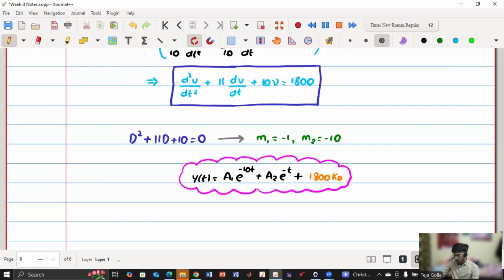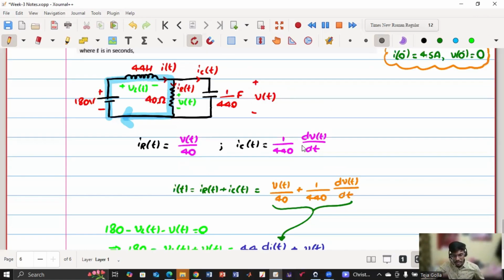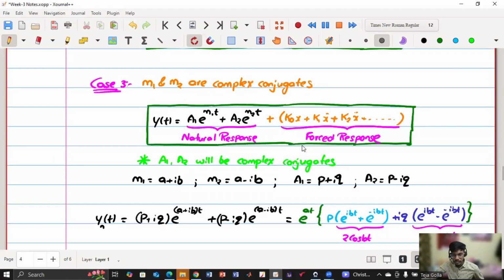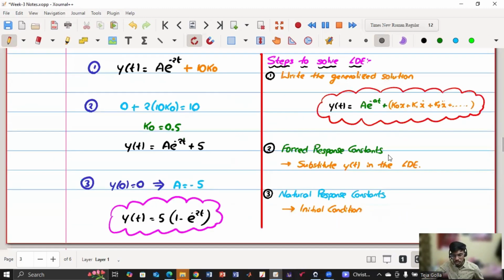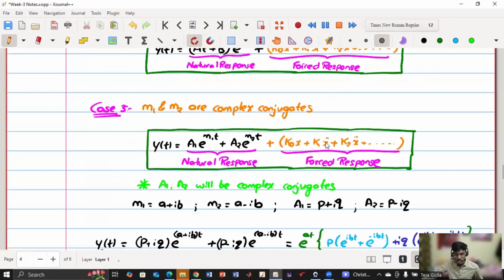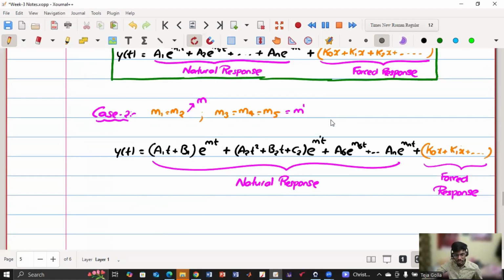Okay. So now we'll have to solve for A1, A2, and K naught. But before we do that, let us go back and see. So how are we going to do that? We know that once we get the solution, we have to get the force constant by substituting y of t in the linear differential equation, and then for natural response coefficients, constants, we have to get the initial condition equation. So let us solve it.